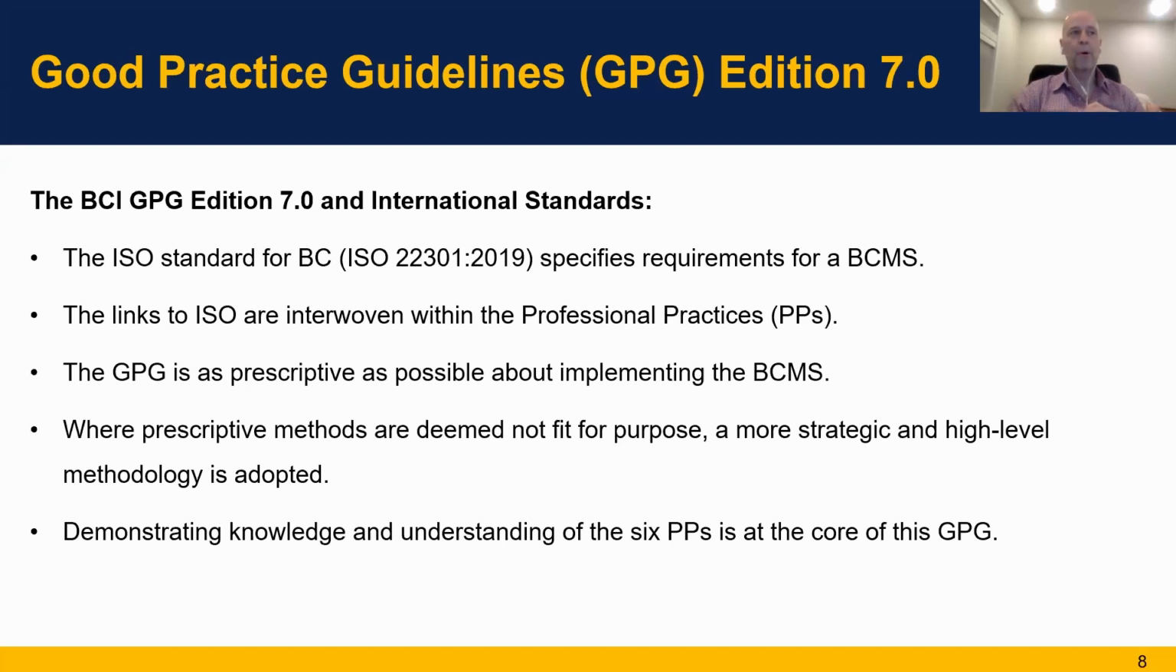And then the final point, demonstrating knowledge and understanding of the 6 professional practices. It's all scalable, as it used to be within the GPG 2018. So it's all sequential, and we bring it together to do that double loop learning in relation to the validation process that links us back to professional practice 1 about establishing a business continuity management system. So very similar, but subtle differences, and certainly in some of the content itself.